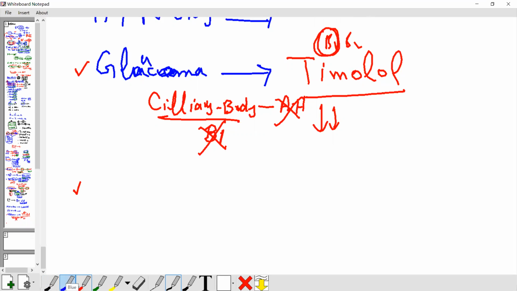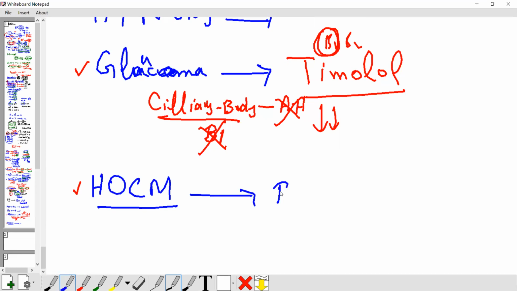Another use, HOCM, hypertrophic obstructive cardiomyopathy. In pathology, it is one type of cardiomyopathy. You must use a beta blocker in this patient because one day this patient will have angina, so we prefer beta blockers. Which beta blocker? Beta 1.